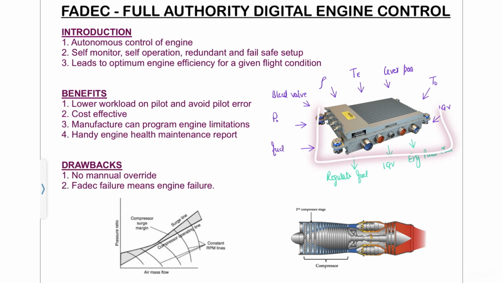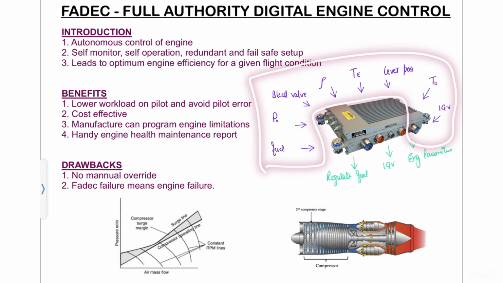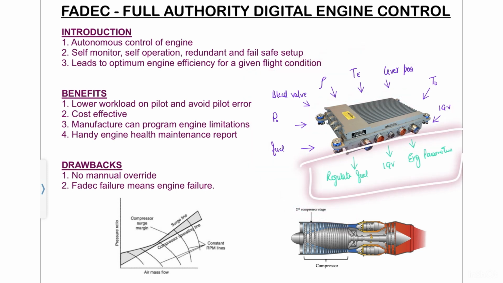So as you can see, this is how a FADEC looks, and FADEC is an electronic control unit connected with the engine. It takes multiple inputs, and the purple parts are a few of the many inputs, and the green parts are the outputs. I'll discuss the fuel: how much fuel is presently going inside the engine is one of the parameters read by the FADEC.